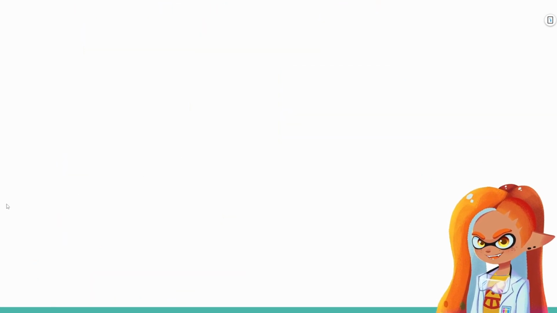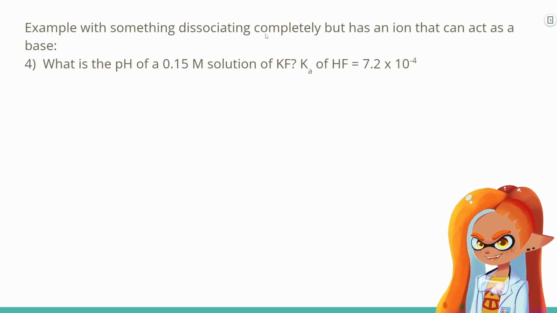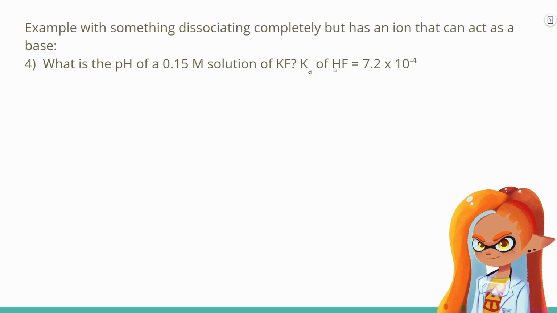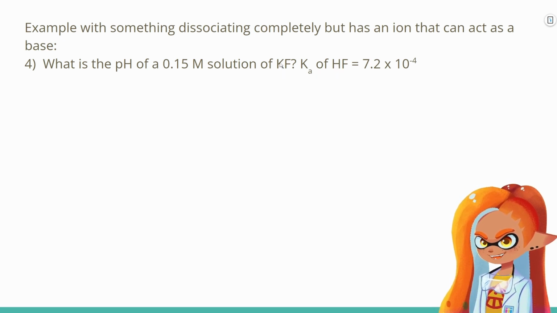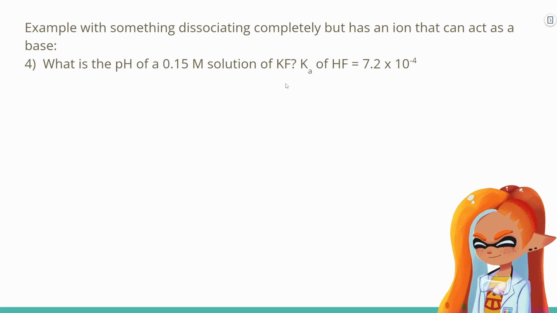So this next problem is actually going to be really interesting because in this example, we have something that dissociates completely, but has an ion that can act like a base, as I've set up here. So what's the pH of the solution? We have a Ka of a weak acid, but in the question, there is nothing mentioning a weak acid at all. So we need to think this through.